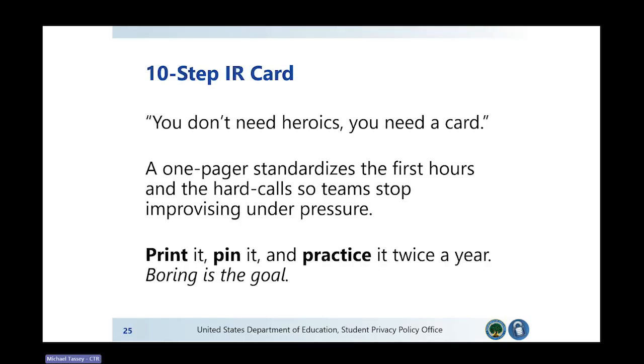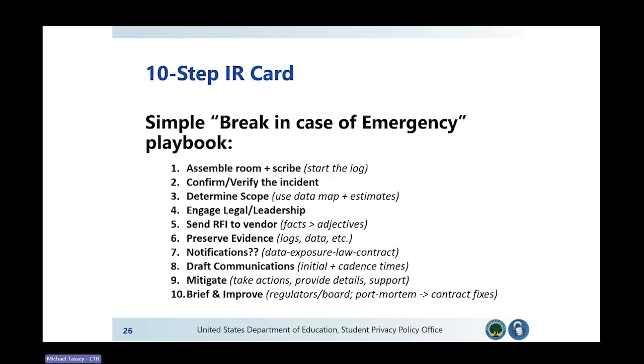So as promised, let's talk about a 10-step incident response card, right? You need a card, not heroics. You can create this on basically a standardized one pager for the first couple hours of a response, and it identifies the hard calls so that your team doesn't have to improvise or fly by the seat of their pants under pressure, right? So develop it, print it out, pin it up on the board, and practice it twice a year. You want this to be super boring, because if it's boring, then you can do it under stress when you need to, when there's an actual incident out there.